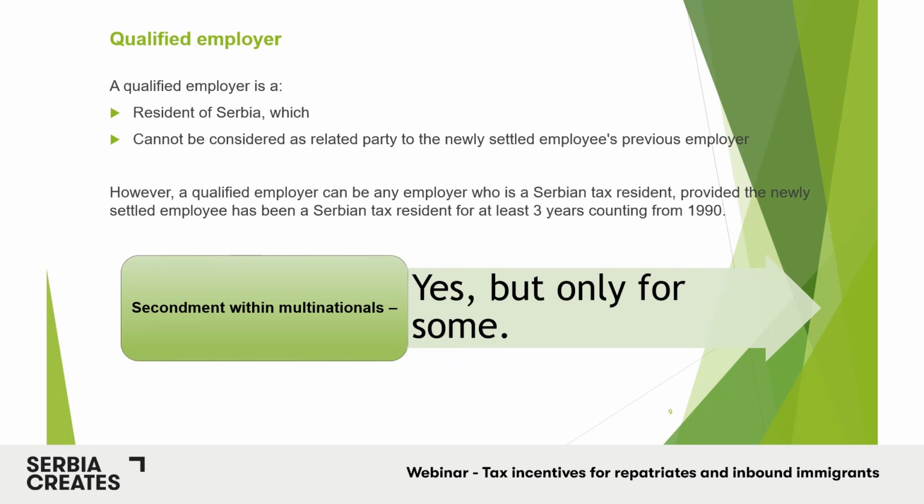So if you belong to a multinational corporation, and you are looking at the potential benefits of this incentive from the perspective of a multinational corporation, you can use talent which has not been associated with your organization in the past, or you can also use it to bring in people from abroad who are already employed by your affiliates, provided that they fulfill this condition of being a Serbian tax resident for a period of at least 3 years, counting back from 1990. The condition for a qualified employer is to be a Serbian tax resident, which, for example, any legal entity established in Serbia is.